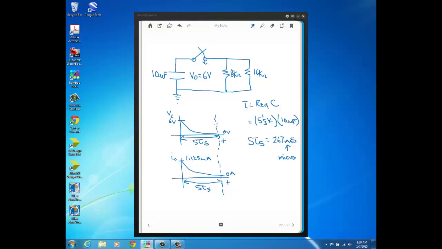So that completes this video, and the next video will have a problem where we have a voltage source in the discharge path along with some resistance.